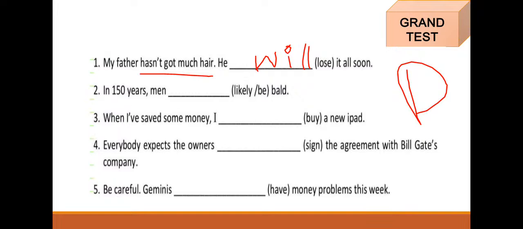Okay. In 150 years, man, you have to go through in which sense the sentence has been used. Let's check in which sense the sentence has been placed. In 150 years, men will likely be bald. Like in future, something is going to happen, and the action is going to be completed as well. So you have to use the future perfect, okay? In 150 years, men will have likely been bald. Future perfect. Simple it was.